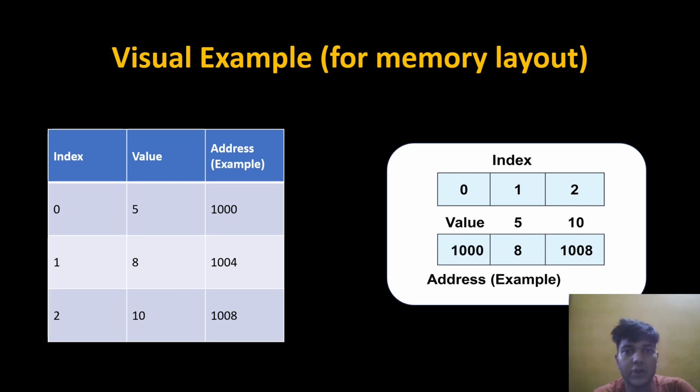Here's a simple visual example to help you understand the memory layout. At index 0, the value is 5 and it is placed at 1000. At index 1, the value is 8 and it is placed at 1004. At index 2, the value is 10 and it is placed at 1008. This shows how array elements are placed in continuous memory locations, which makes operations like iteration and random access very efficient.